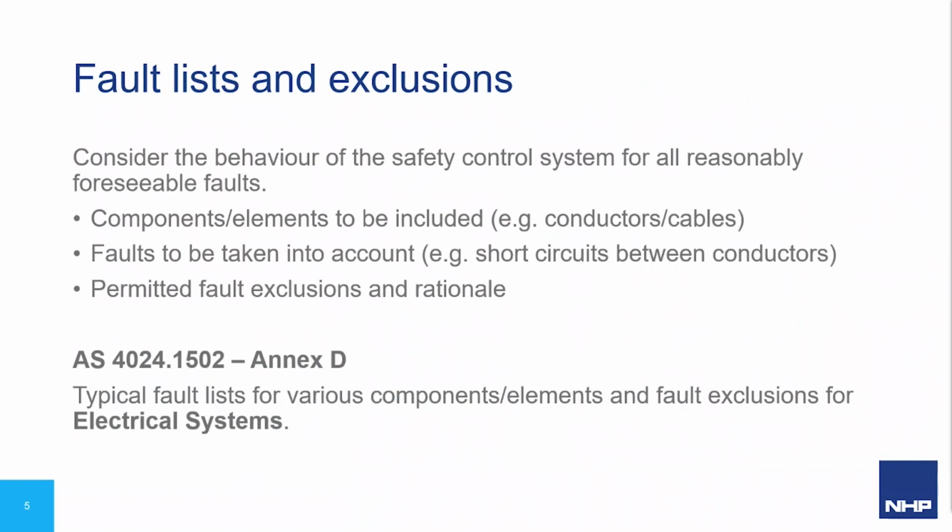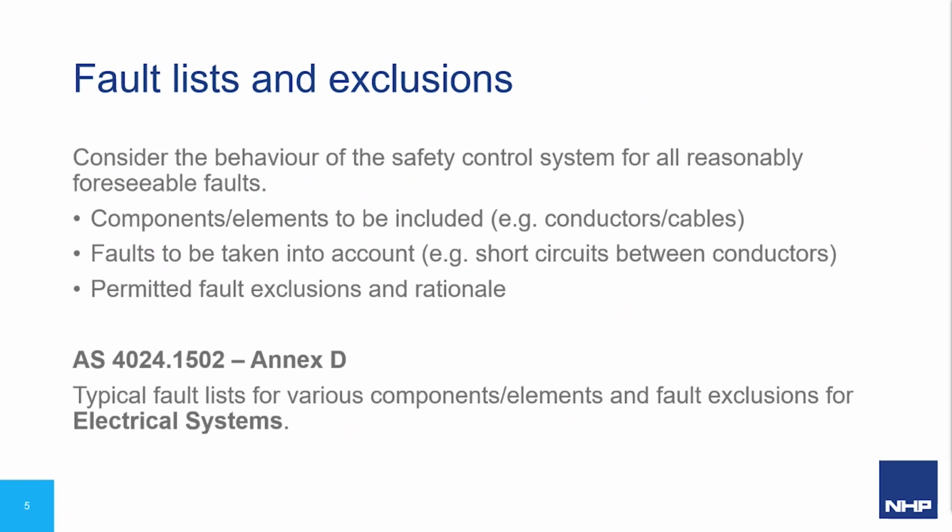When we are talking about fault monitoring, we need to know what kind of faults we should be considering in the first place. If a fault occurs, is it of any consequence? Is the fault detectable? Is the fault likely to occur at all? We should be looking at every component which contributes to the safety control system, but what is reasonably foreseeable?